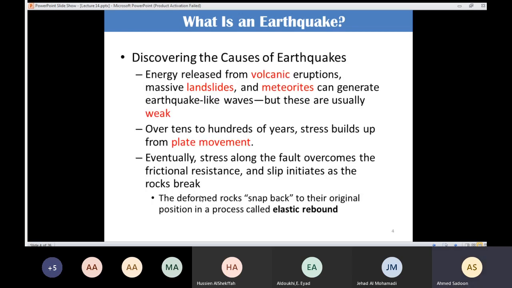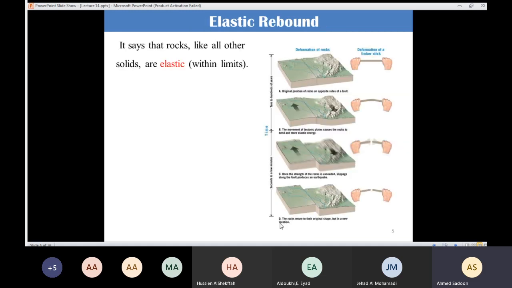And the deformed rocks snap back to their original position in a process called elastic rebound. We are already familiar with elastic deformation. So to illustrate this, we need to understand the following example here.